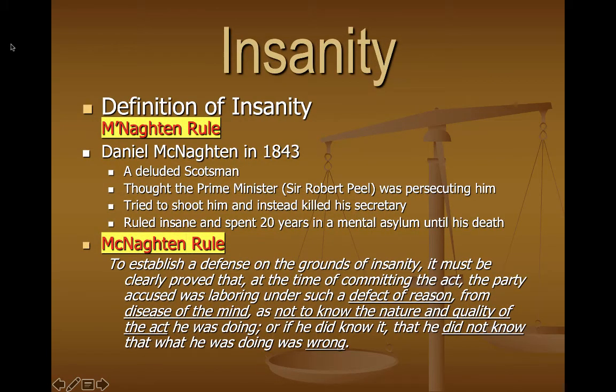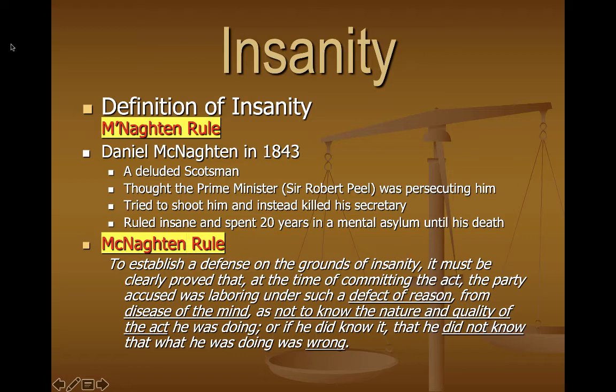So, insanity. We have what we call the M'Naghten Rule. So in 1843, Daniel M'Naghten, a deluded Scotsman, thought the Prime Minister, Sir Robert Peel, was persecuting him, and basically tried to shoot him, and instead killed his secretary. Peel is a really important guy because he is the one who started modern professionalism in policing. We learned about him in Introduction to Policing. Daniel M'Naghten was ruled insane and spent 20 years in a mental asylum until his death.